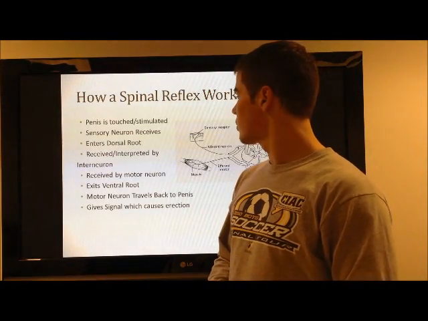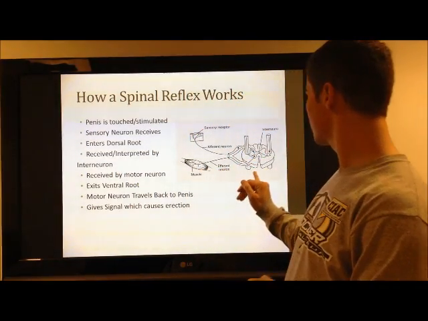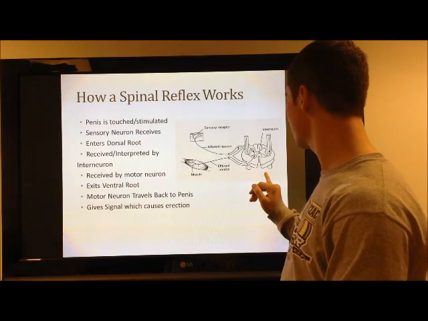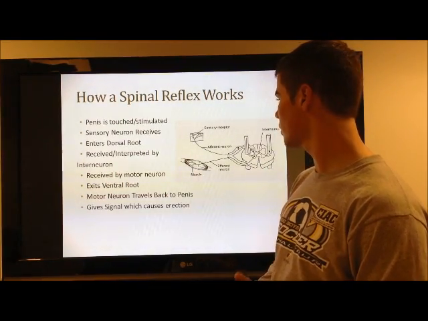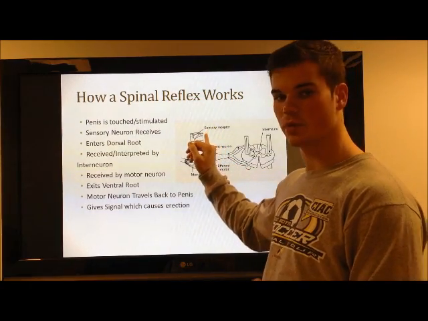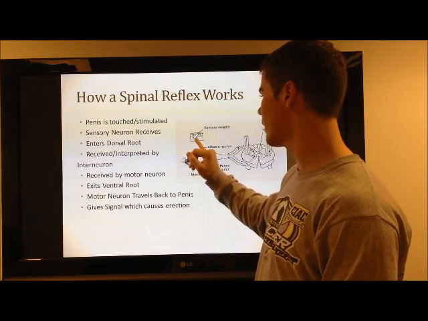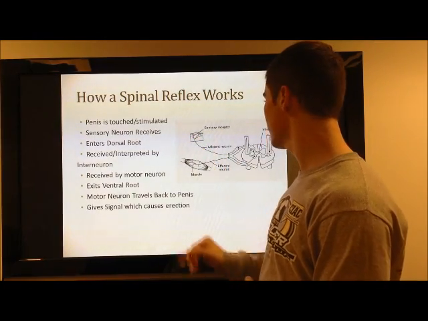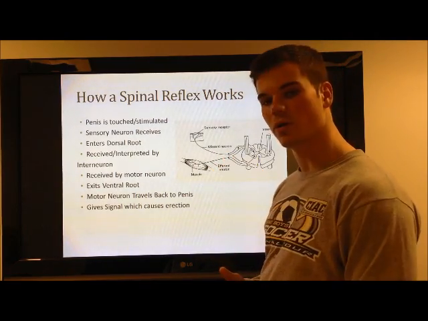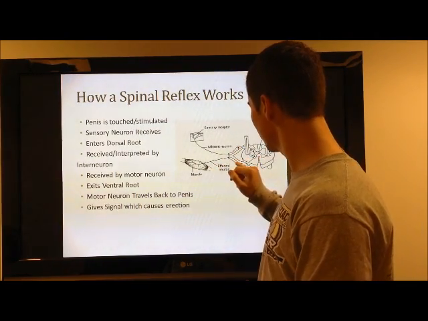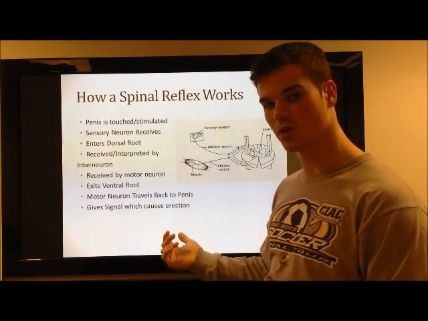So how a spinal reflex works, as you see here, this is a picture of a spinal cord, and first the penis is touched or stimulated, so you have the sensory receptors in the penis which notice that, and then the sensory neuron, which is this neuron right here, receives the signal, and this neuron enters the dorsal horn. A spinal cord has a dorsal horn and a ventral horn, so this dorsal horn is specific just for sensory nerves.